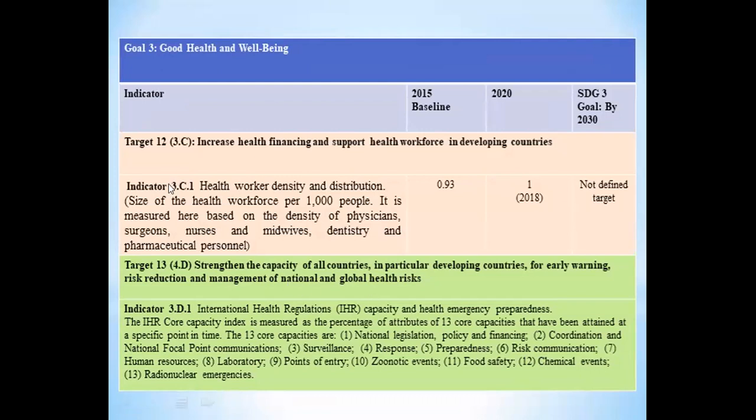Its indicator includes 3.c.1, health worker density and distribution. It is 93 in 2015, and in 2018 data available it is 1, so a slight increase, with no defined target. Target 3.d includes strengthen the capacity of all countries, in particular developing countries, for early warning, risk reduction and management of national and global health.